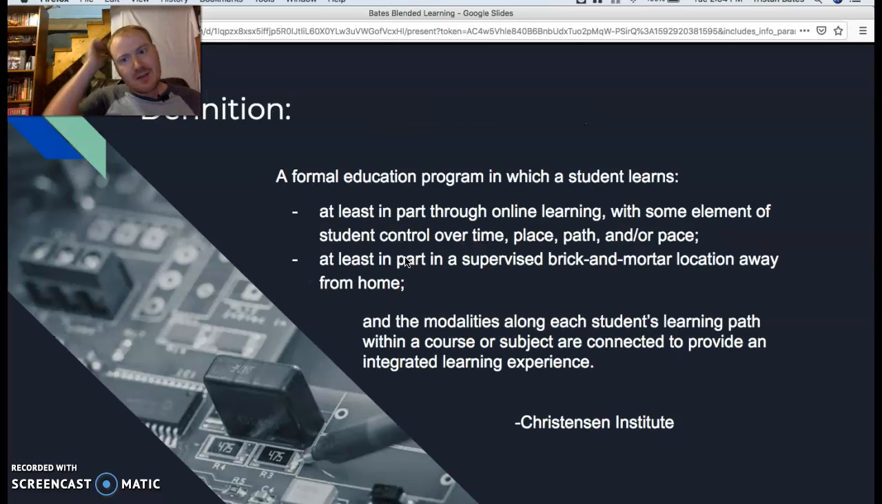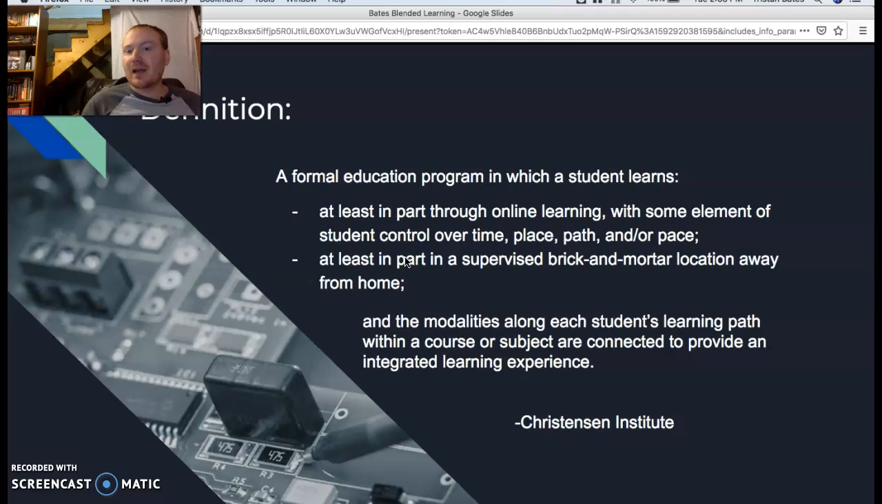So the definition from the Christensen Institute said that blended learning is a formal education program in which a student learns, at least in part through online learning, with some elements of student control over time, place, path, and or pace. So there's that online part. And then at least in part with a supervised brick and mortar location away from home. So there's that face-to-face part. So it's this blend between those two, the online and the face-to-face, so that both those aspects are working together.